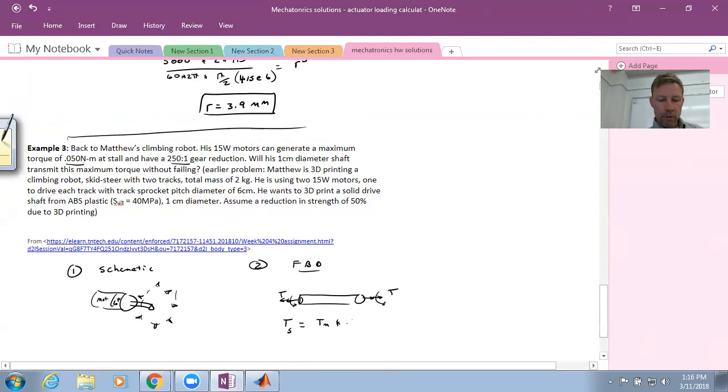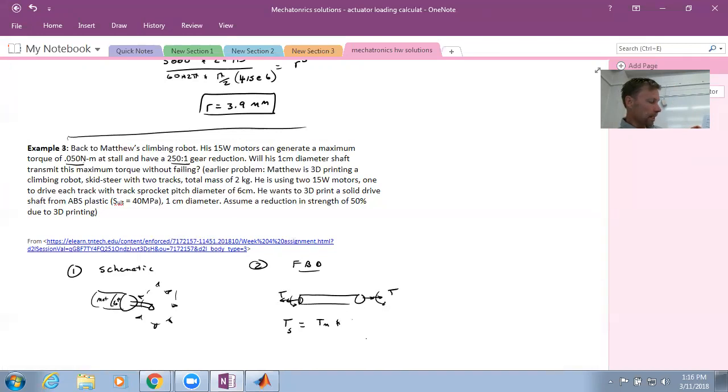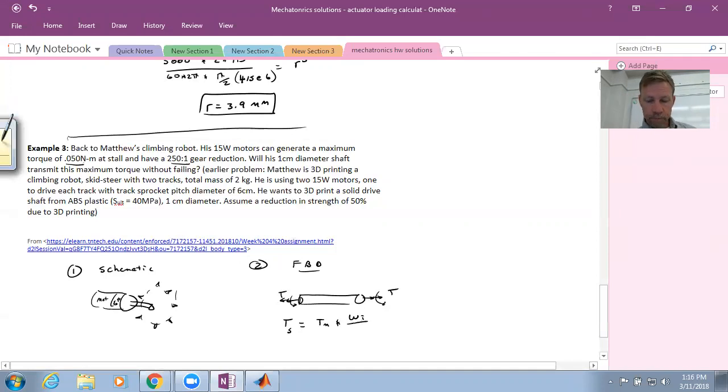Okay, so let's see how this is going to work. My motor torque is 0.05 and I've got a 250 to 1 gear reduction. So I'm jumping once again to this little sheet that I gave you. We said here that the torque out, which is our shaft, equals the torque in times omega in over omega out. Okay, so now we can start putting in numbers.